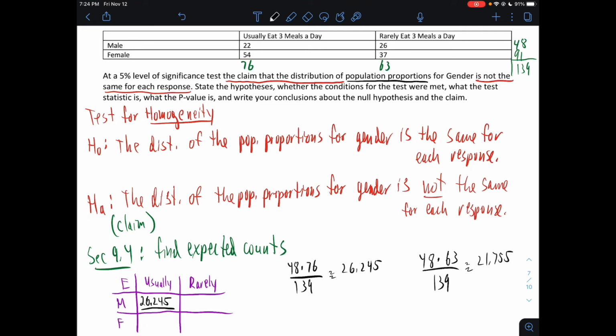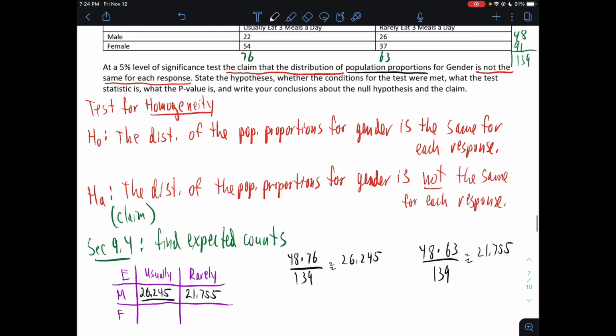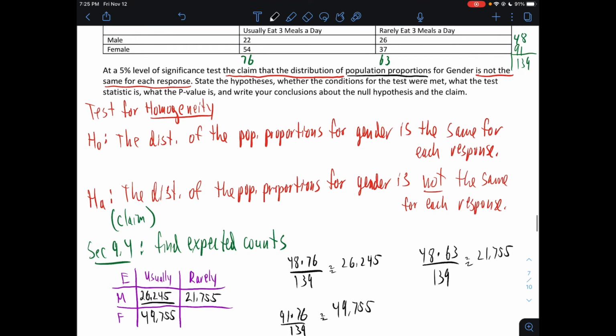So this is just like problem number 1, only there's a few less entries to put in. So if we go to the row for female, we would have 91 times 76 divided by 139, and that would give us 49.755. And then finally, for the last entry, 91 times 63 divided by 139, and that would give us 41.245.